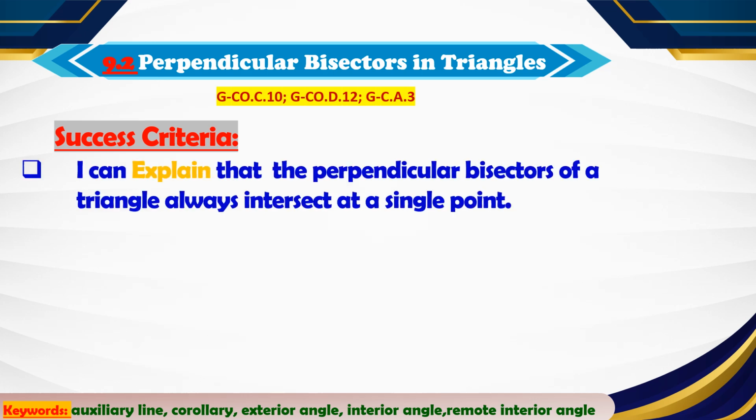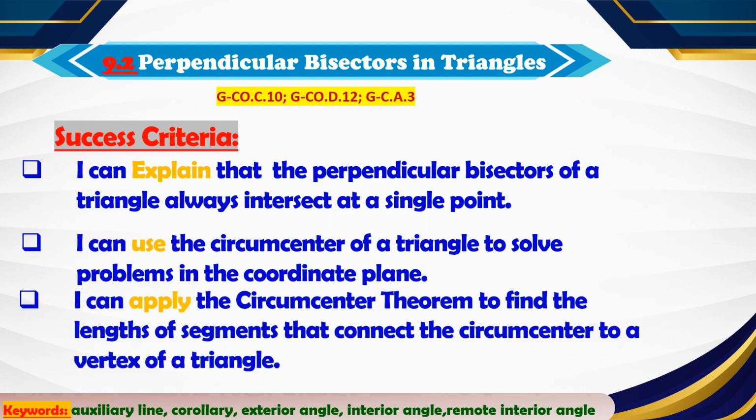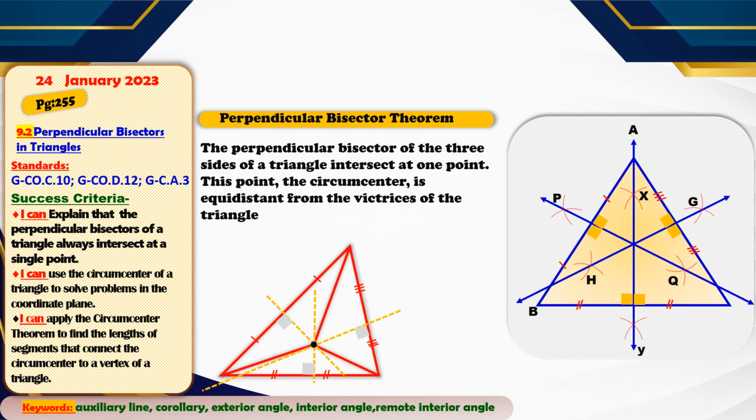So how can we explain the perpendicular bisector of the triangle? They always intersect at a single point. Similarly, we will use the circumcenter theorem of a triangle in order to solve problems in the coordinate plane. We will also apply the circumcenter theorem to find the lengths of the segments that connect the circumcenter to a vertex of a triangle. Now we already understood what the perpendicular bisector is. The perpendicular bisectors of the three sides of the triangle always intersect at one point, and that point is said to be the circumcenter, and it is always equidistant from the vertices of the triangle.